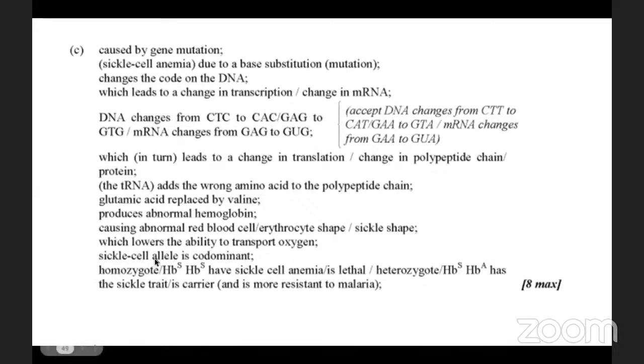And as usual, the sickle cell allele is codominant. It's not recessive, it's codominant. So homozygous HbS and HbS, they have sickle cell anemia. So when you have HbS and HbS, maknanya you have both sickle cell anemia genes, so it's lethal, meaning to say that you're gonna die or something. But if you're heterozygous, you're gonna have an advantage in which the sickle cell anemia carrier are resistant to malaria. So you have to explain until that for 8 marks. Any question?